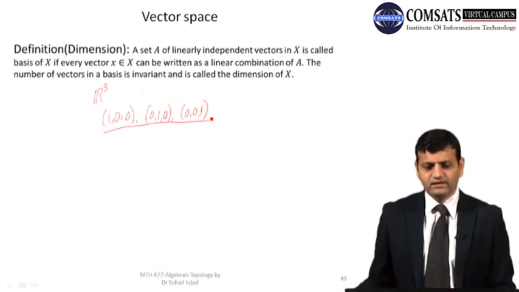So of course there are many other basis elements of R3 as well. So every basis has the same number of elements, so that's why this number, which is called the dimension of the vector space, is invariant. Okay, so you can take any other basis elements as well, but their number must always be 3 in this case.